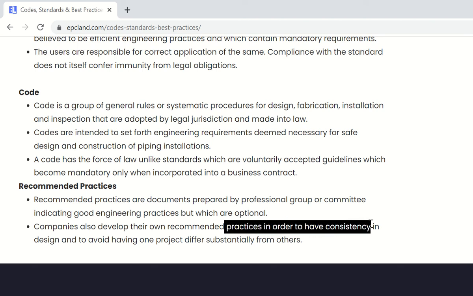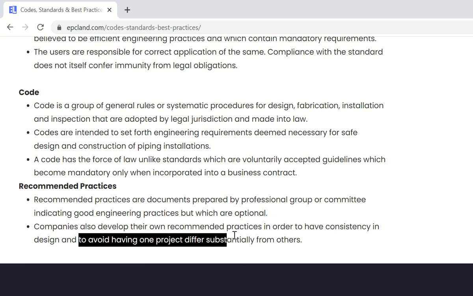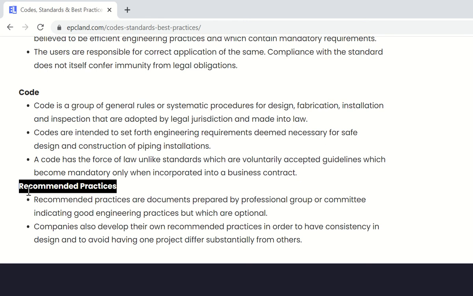So it will add consistency into the projects and it will avoid having one project differ substantially from another. So you will find similar best practices, recommended practices, which were followed in many projects. So these are only optional.